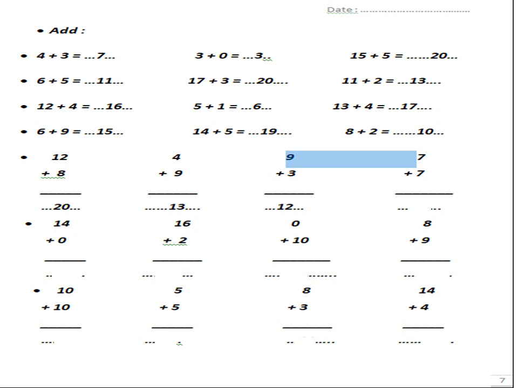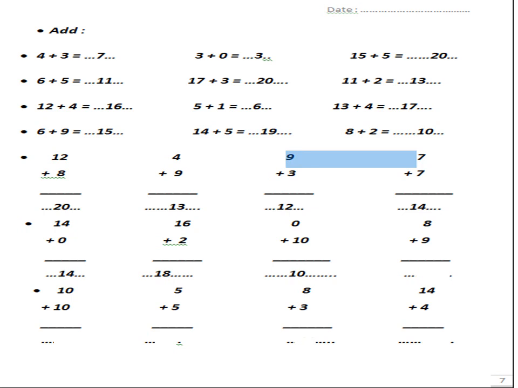7 plus 7, they are the same. So we keep one 7 in our mind and another 7 in our hands. After 7: 8, 9, 10, 11, 12, 13, 14. So the answer will be 14. 14 plus 0. As we say, any number plus 0 will be the same number without thinking. So 14 plus 0 will be 14. 16 plus 2. 16 in your mind, 2 in your fingers. After 16: 17, 18. So the answer will be 18. 0 plus 10 will be the same number, so it will be 10.